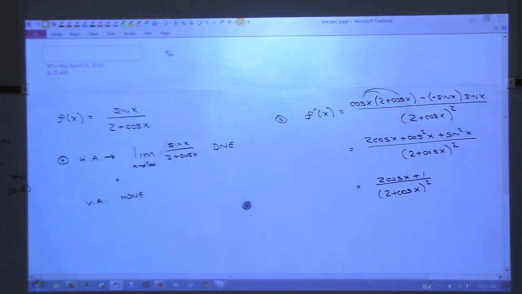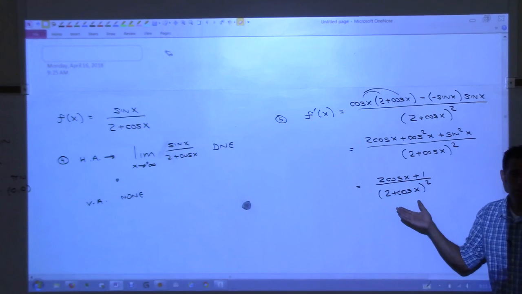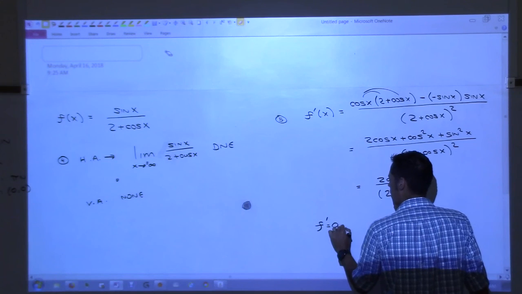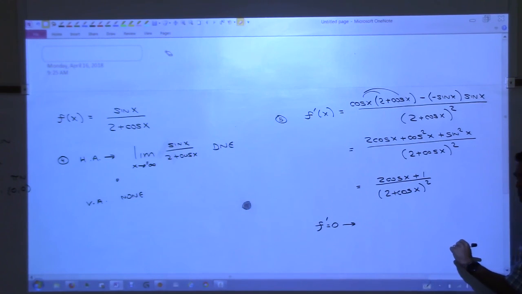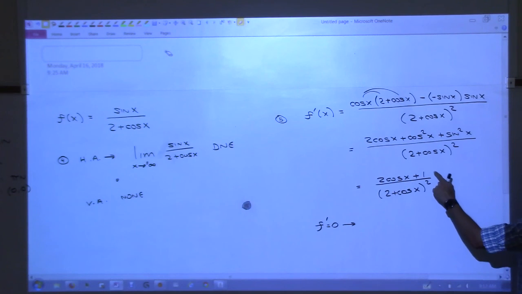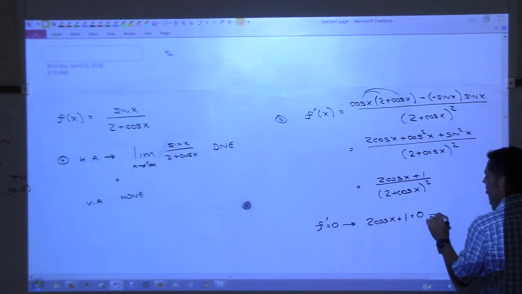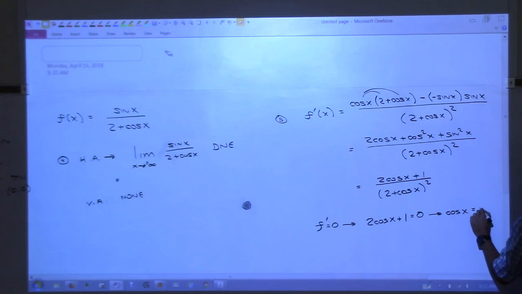I need to set that equal to 0, and I also need to look at where that might be undefined. So what about where it's equal to 0? Am I moving too fast? You all right? It's okay? So set just the top to 0. And that turns into cosine x is negative 1/2. So just manipulating algebraically. So our first derivative will be 0 whenever cosine of x is negative 1/2, and I go back again to my unit circle. I try and figure out where this happens.